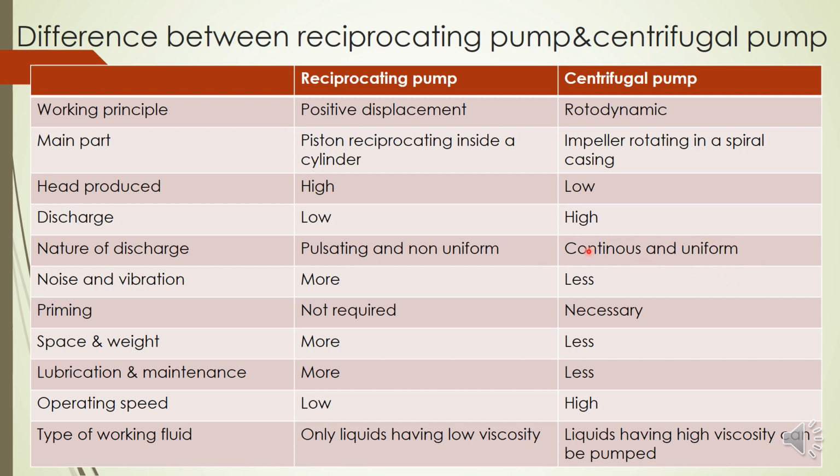But the advantage of centrifugal pump is its discharge is continuous and uniform. So that is why we are not using the reciprocating pump. One of the reasons of not using reciprocating pump for our household applications. Then noise and vibration. Of course, the reciprocating pump has a cylinder which is highly oscillating. So it will have more vibration and noise compared to centrifugal pump, where the major component is simply rotating. No vibration is there.